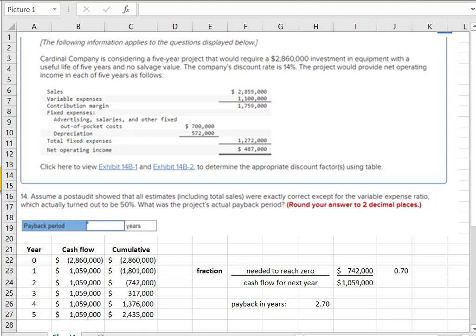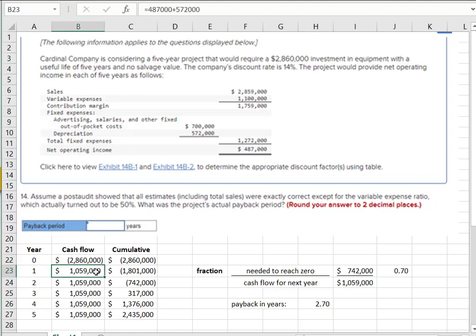But they tell us now that the variable expense ratio is 50%, not what it is here. So what's the variable expense ratio? That's the ratio of this 1,100,000 to sales. So we can tell that's not exactly half. So we've got to change that 1,100,000 to be half of the 2,000,859, and then do this again. All right, let's do that.